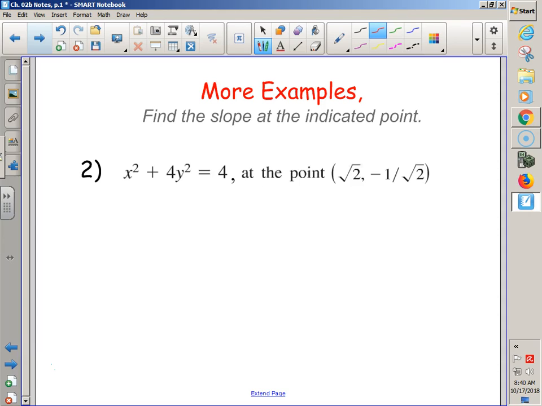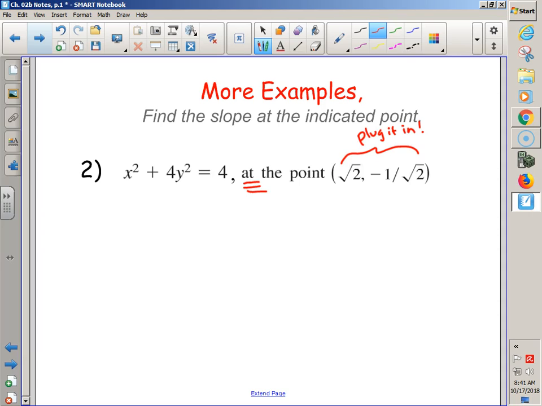Oh no! What if they say find the slope? Oh, they just mean find the derivative at. What does that mean? Plug it in, plug it in. As soon as they give us a location, we have to make it specific, if they ask for it, I suppose.